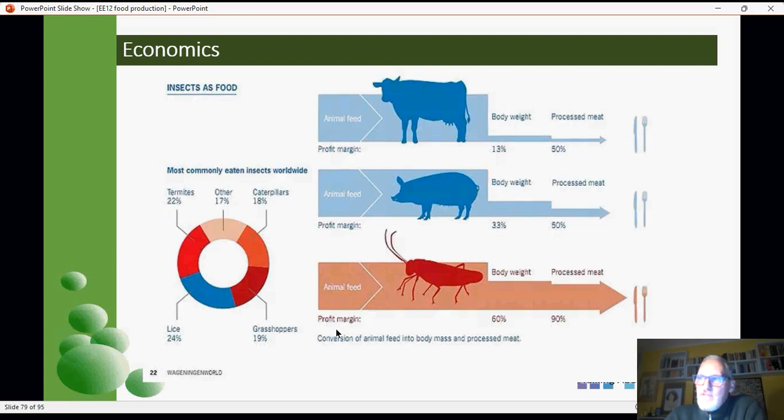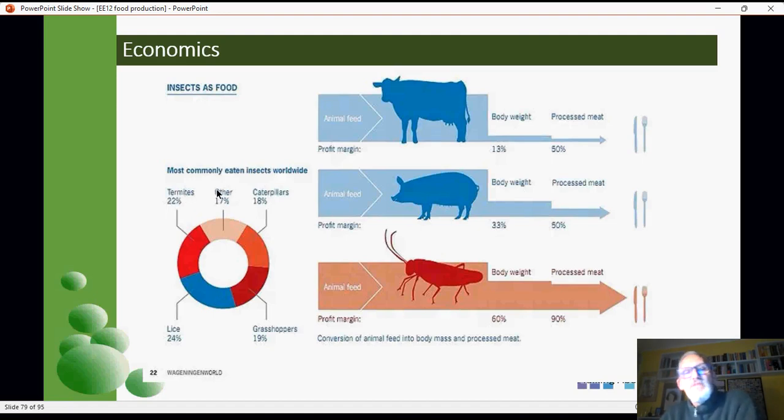From an economic point of view, if you can get over the squeamish factor, and maybe that's just a cultural thing, it's a no-brainer, 90% profit. Okay, so I'd suggest we all give up and go and start farming locusts or whatever.